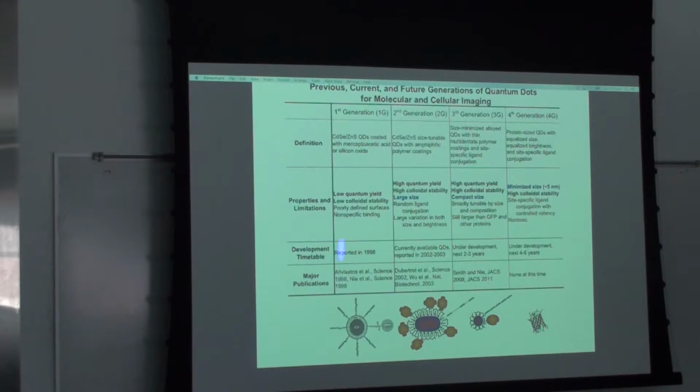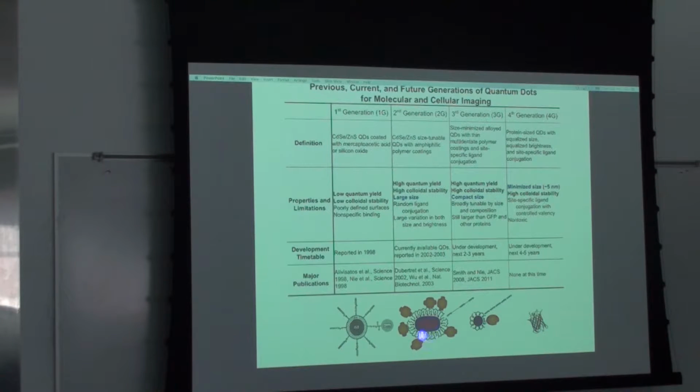The first generation of these kind of looked like this. It was a core-shell structure, with single ligands on them. The next generation, which is what we're still at right now, these quantum dots are sold commercially like this. They're pretty big molecules. They're attached to streptavidin. They're attached to antibodies for binding to things. And you can buy them commercially, use them off the shelf now.